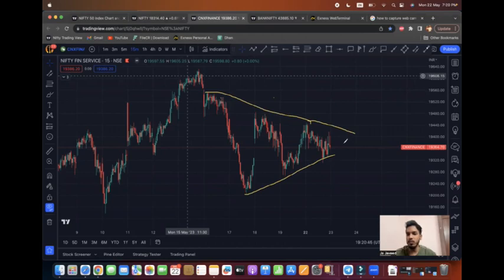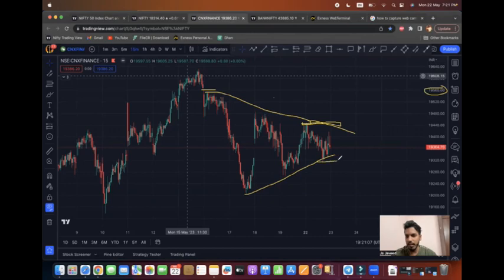Now what is our plan for tomorrow? If FinNifty crosses this level, which is 19,440, and sustains above this level, then we can plan a very good upside trade till 19,560 level as well. If it sustains over 19,440, then we can plan an easy trade till 19,560, or else we are having one more side as well.